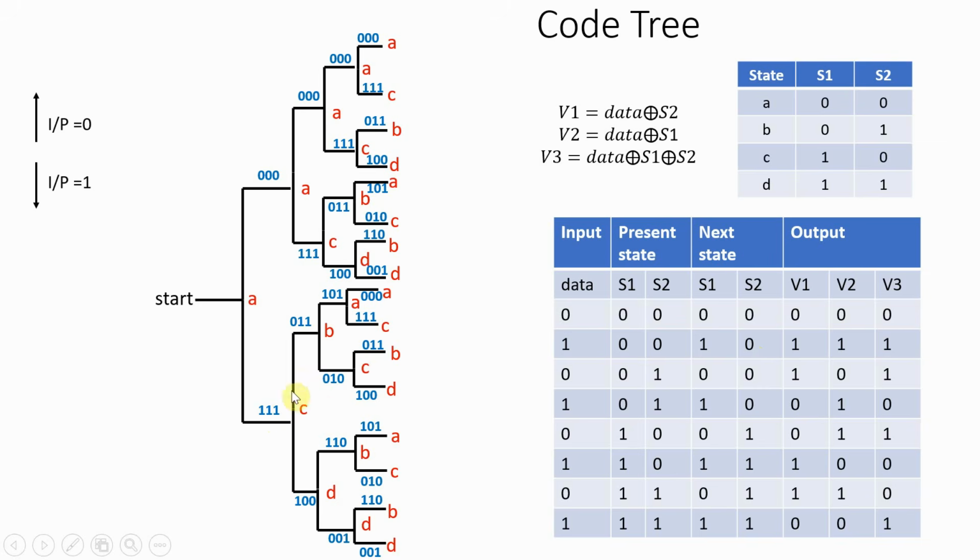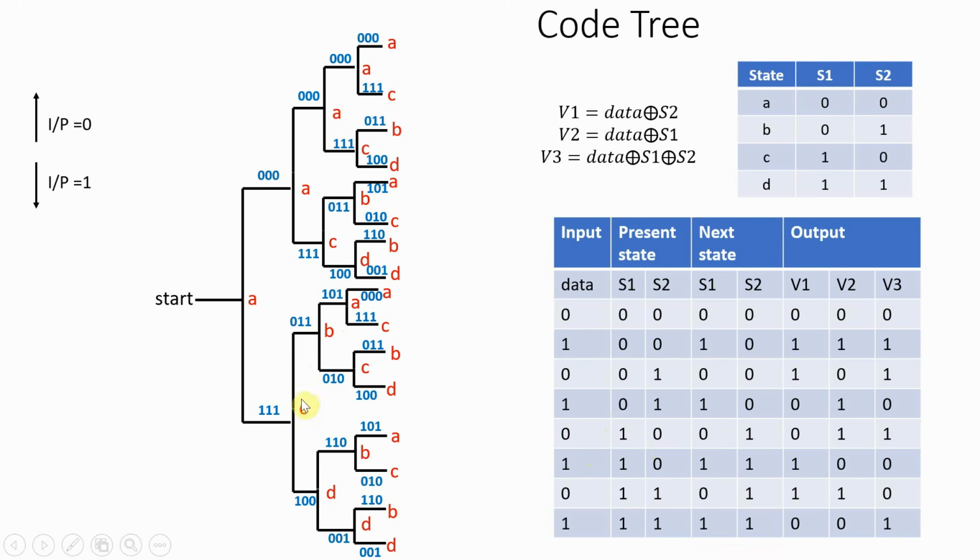Now here when we are in state C, let us look at when data 0 arrives, where do we go? When data 0 arrives, we go upwards. When we are in state C and data 0 arrives, the next state is state B and the corresponding output is 0 1 1. So we are in state C, data 0 arrives, we go upwards. The next state is state B and the corresponding output is 0 1 1.